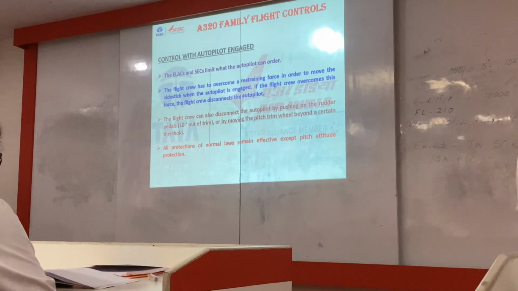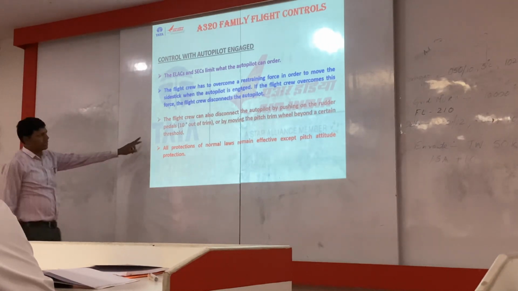And why is it given over there? It is very easy. Instead of going to the glare shield or switching off the AP, with the hand itself, the stick you are using for most of the movement, you are using the side stick. So the first priority is the hand stick. You can disconnect the autopilot.